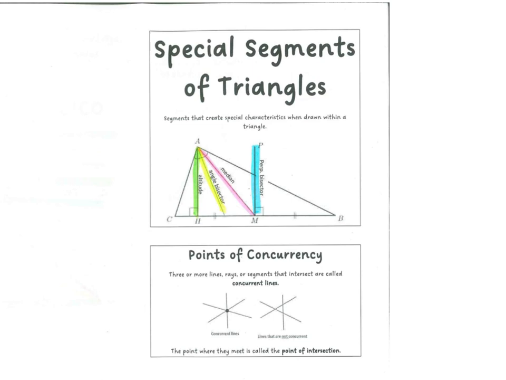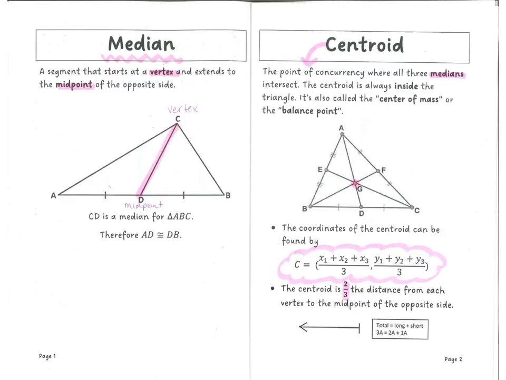Go ahead and open this up for the first page. The first page is going to talk about the median. The median is a segment that starts at a vertex and extends to the midpoint of the opposite side. Do you see that pink line? Things that we know about midpoints. What does that mean about this segment AD and DB if this is the midpoint? If that's in the middle?